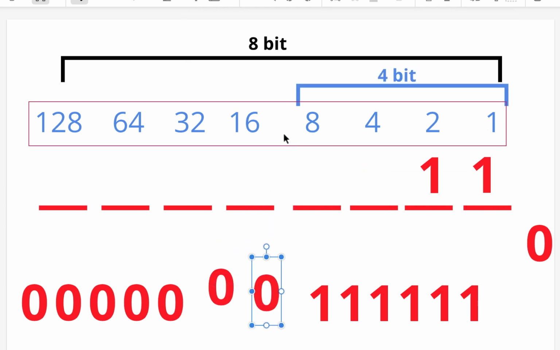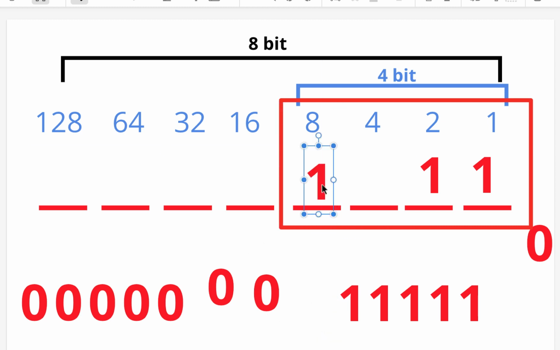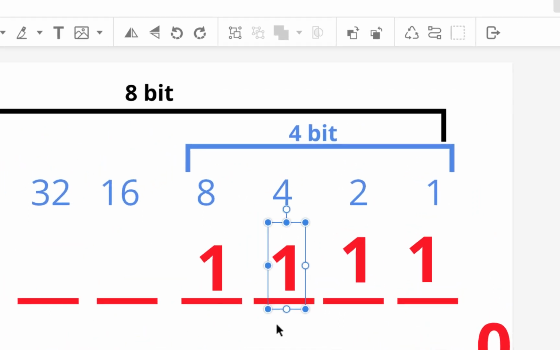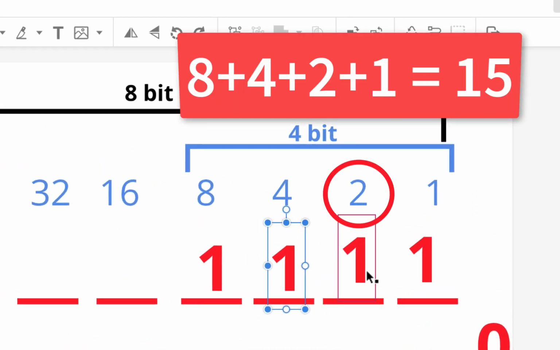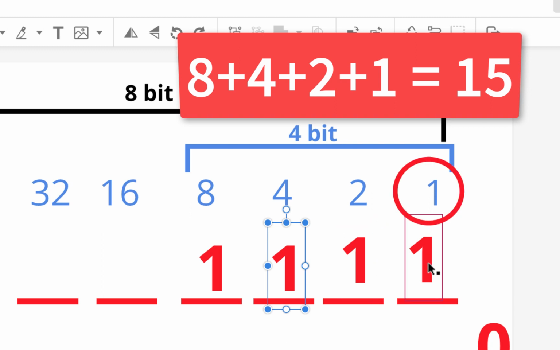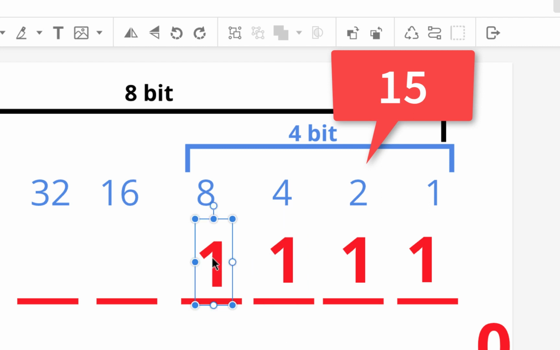If we just look at 4-bit, we just go up to the 4 places here. And let's say we had this. With 4-bit, the highest number it could be is 15, because we have 8 plus 4, which is 12, plus 2, which is 14, plus 1 is 15. So the highest number could only be 15 of 4-bit. We could count from there.